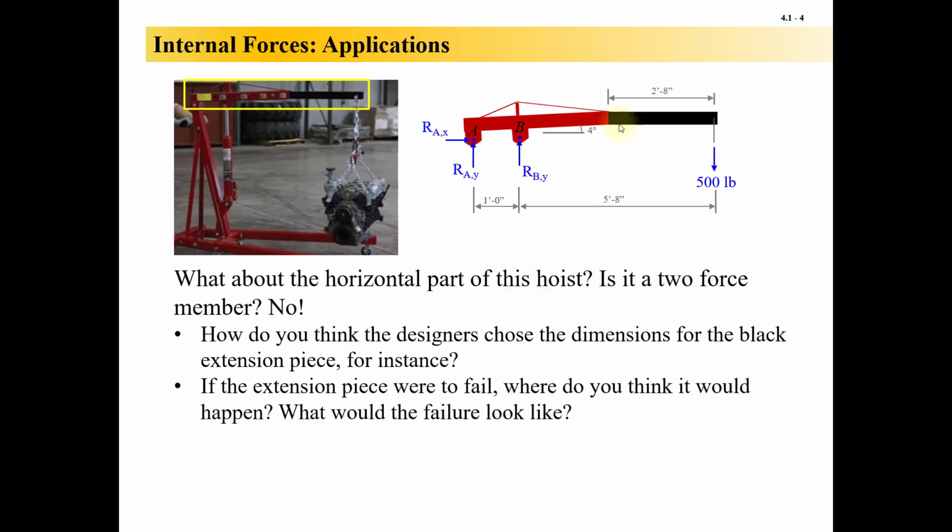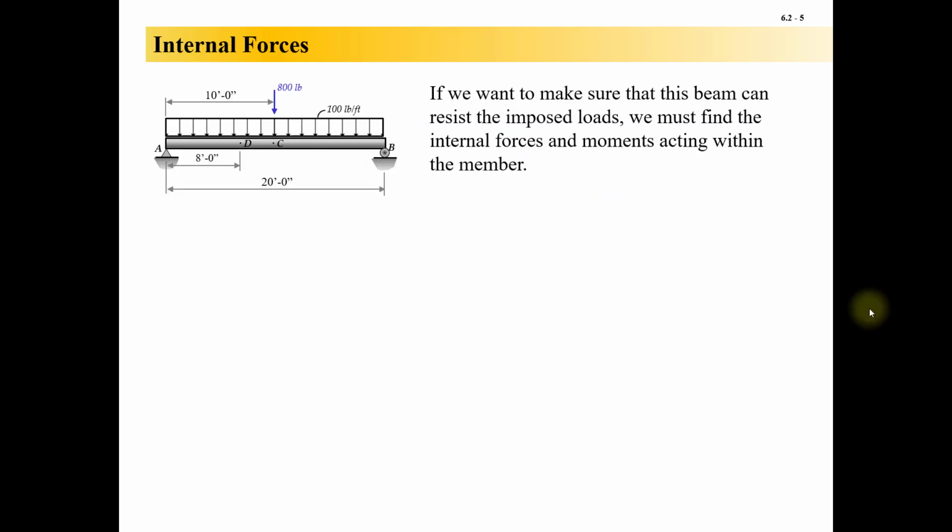How do you think it would fail if it did break? If this black piece were to fail, I'm sure you can imagine it would kink here and start to hang down. That's actually a moment failure, internal moment that's happening inside the material causes the failure. If we want to make sure that this beam can resist the imposed loads, we've got to find those internal forces and moments that are acting within the member.